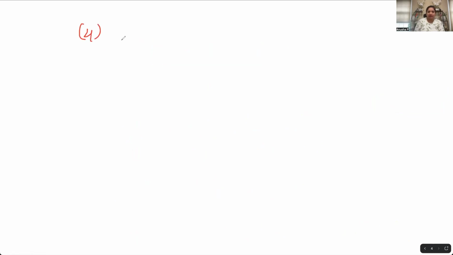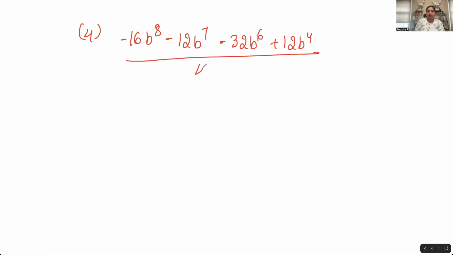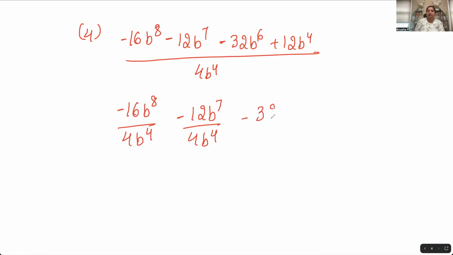Coming to the fourth example, minus 16b to the power of 8 minus 12b to the power of 7 minus 32b to the power of 6 plus 12b to the power of 4, over 4b to the power of 4. Minus 16b to the power of 8 over 4b to the power of 4, minus 12b to the power of 7 over 4b to the power of 4, minus 32b to the power of 6 over 4b to the power of 4, and 12b to the power of 4 over 4b to the power of 4.